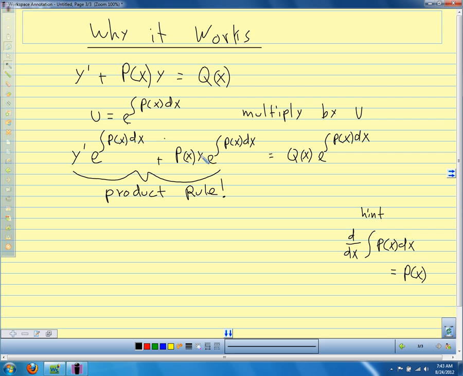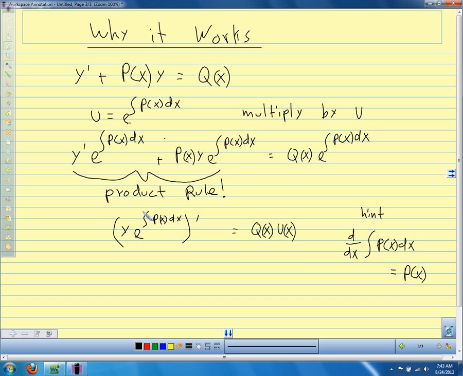The product is y e to the integral of p of x dx. So I'm going to rewrite this as y e to the integral p of x dx, prime. The derivative of this product is this sum, and that equals q of x, and I'm going to just rewrite this as u of x.